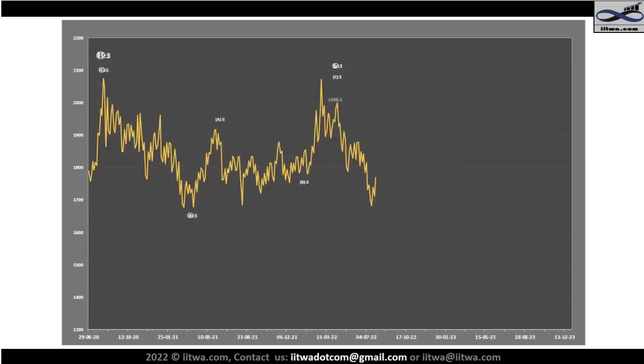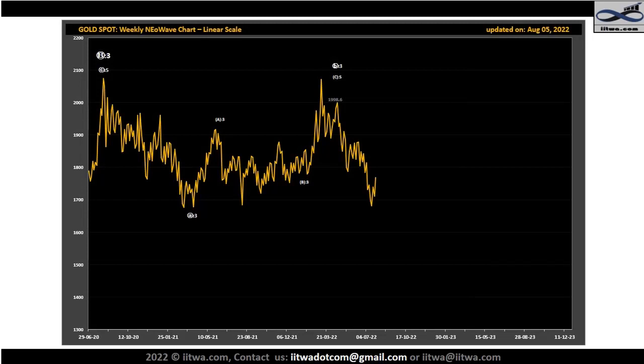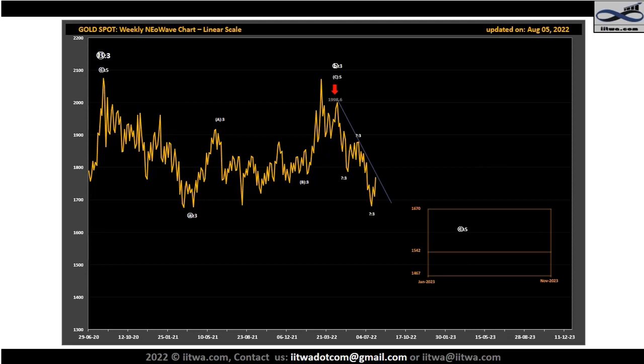This is the weekly chart of spot gold on linear scale. Let us first draw the implication of the larger chart that we got from the monthly time frame. Now we can see intermediate degree wave C began from 1998.39, a high of April 18th, 2022. As of now, this sell-off looks corrective, but it is not clear whether it has ended or not. So we need to draw this baseline and observe how prices will behave there.